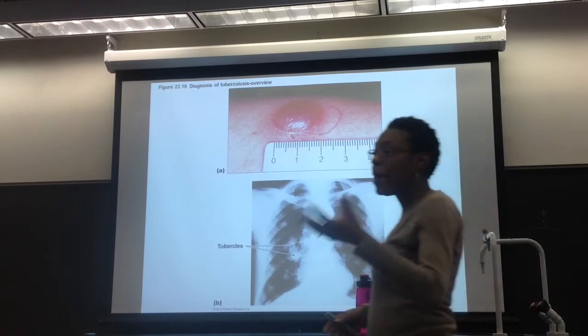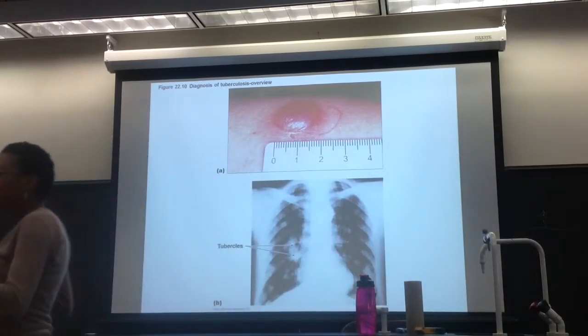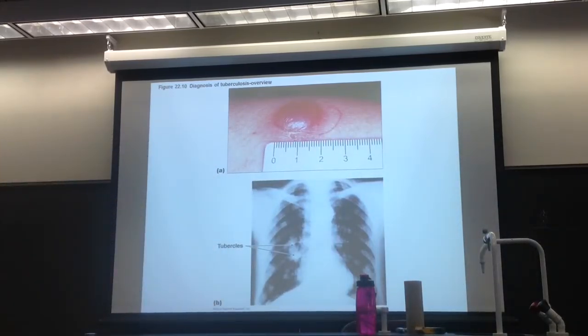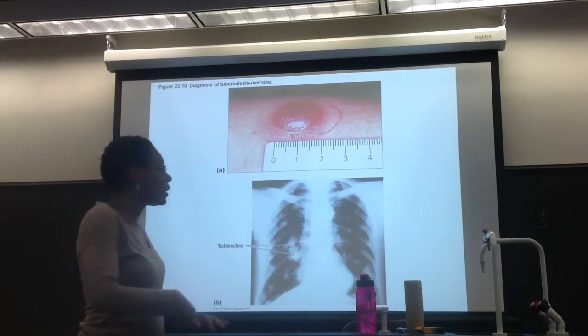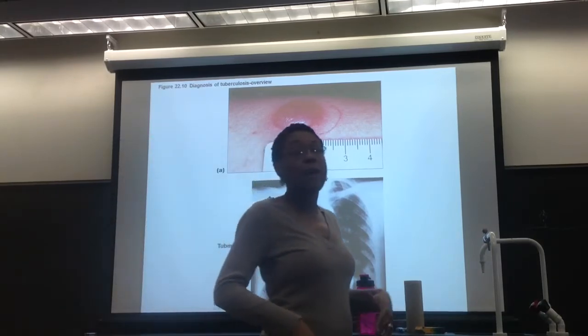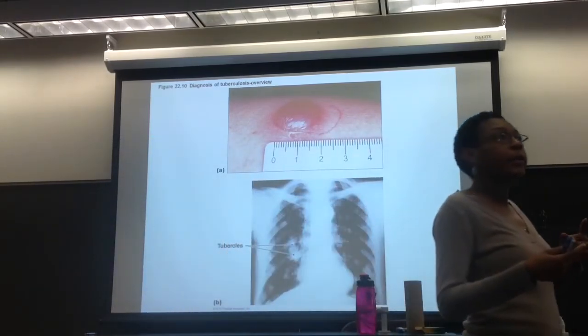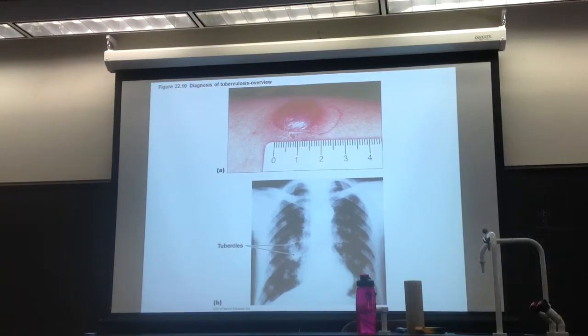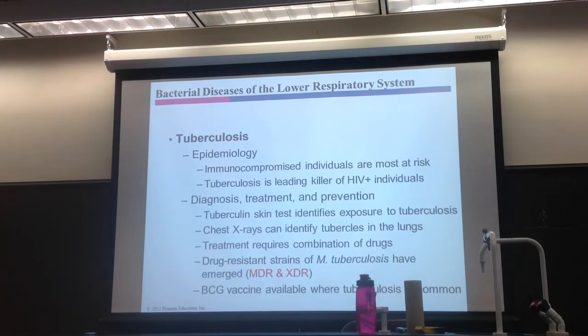Now, in primary TB, the tubercles end up in the lower part of your lung. In secondary TB, the tubercles are in the upper regions of your lung. So that's how someone can tell whether you have primary or secondary. If you have secondary, or basically the ruptured version of TB, those tubercles end up in the upper part of your lung. Really good. Let's go back here.